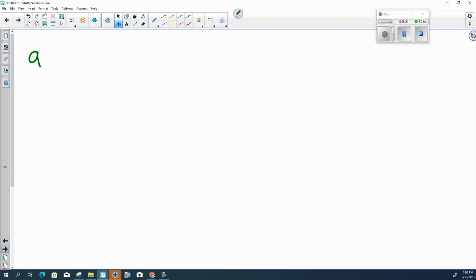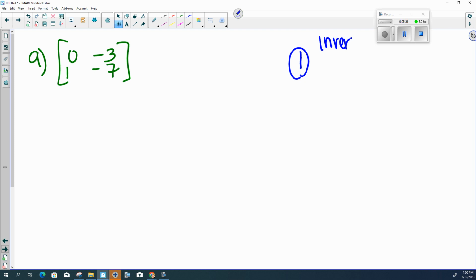So I will write that on the board so that you can watch, you can follow along. 0, -3. Okay, step number 1, and this is to find the inverse. So on your notes, we are shifting gears. We're going to now find the inverse of this matrix.